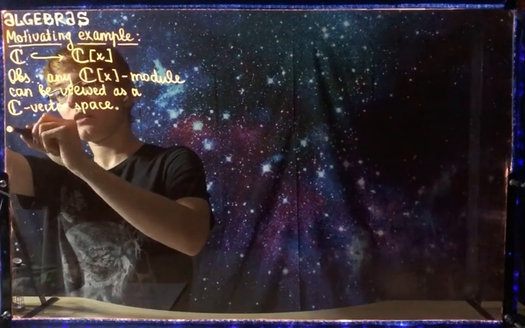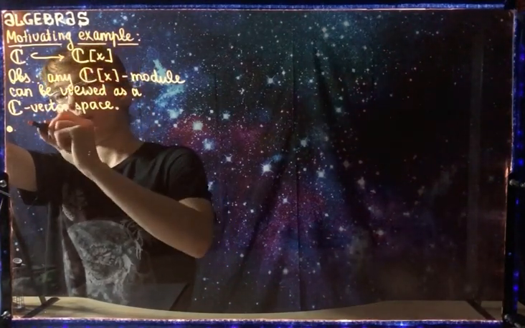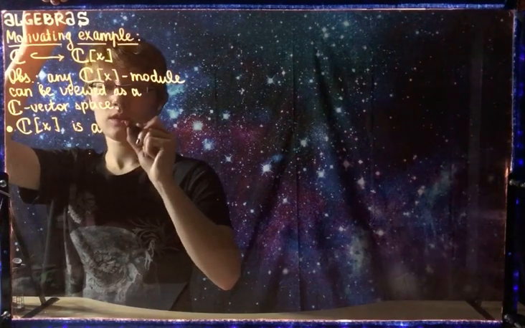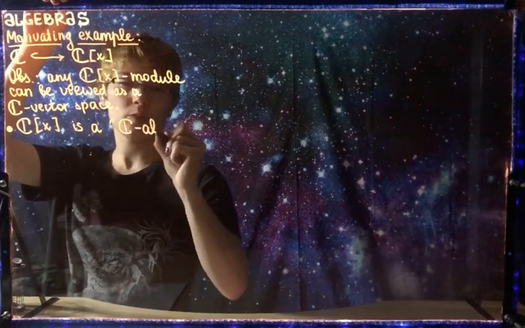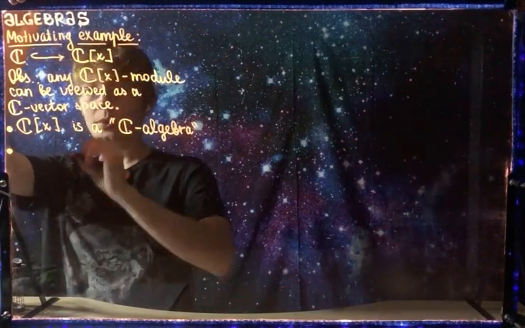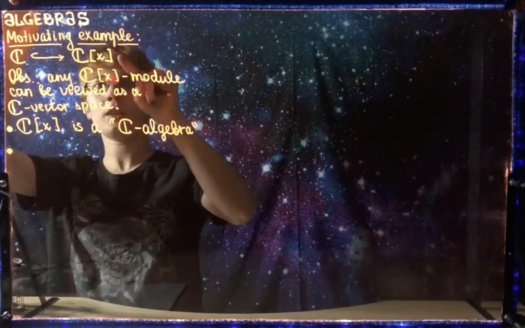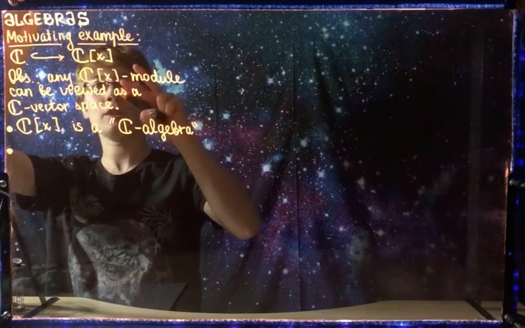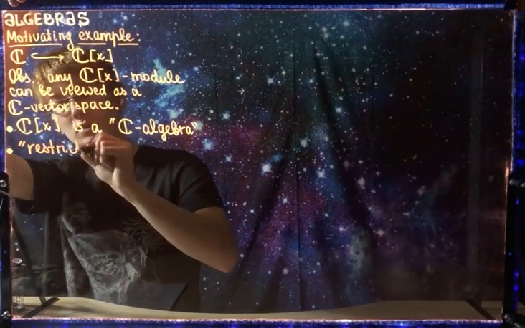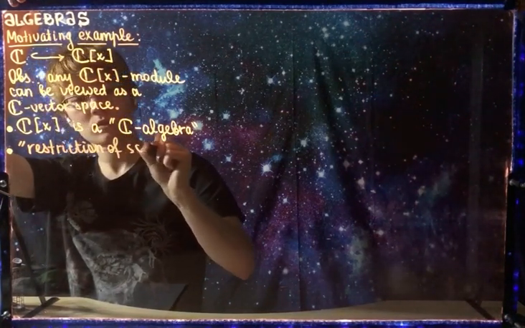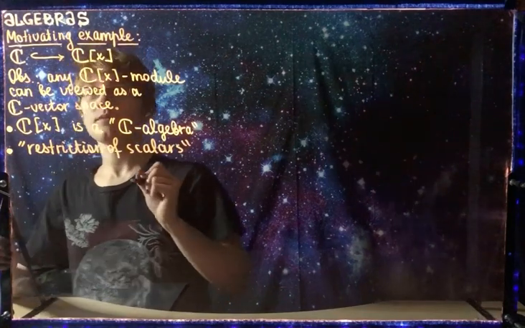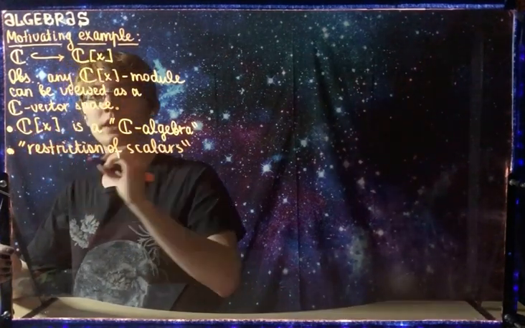So in this case, C adjoint X is what is called a C algebra, and the operation of forgetting the C adjoint X module structure and just viewing the module as a C vector space is called restriction of scalars. So let me start with explaining what these words mean.